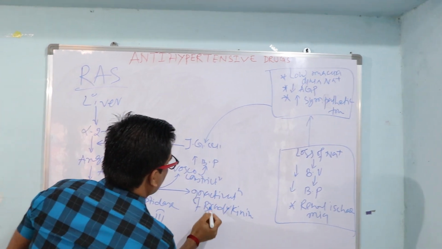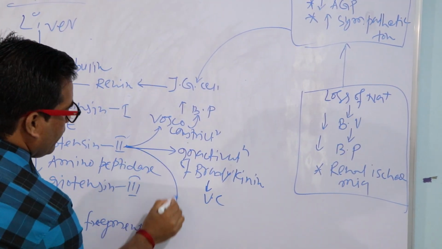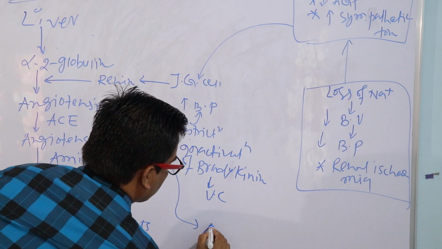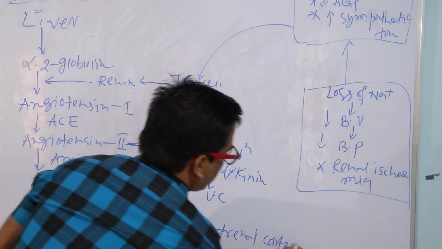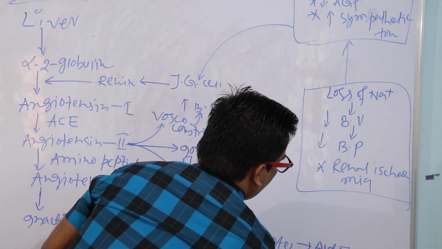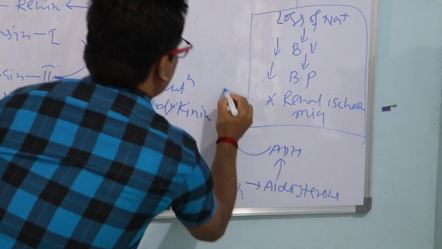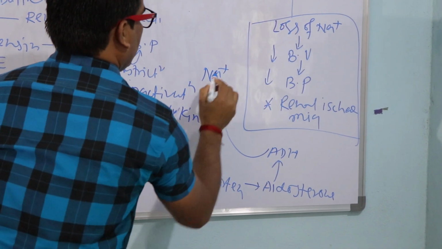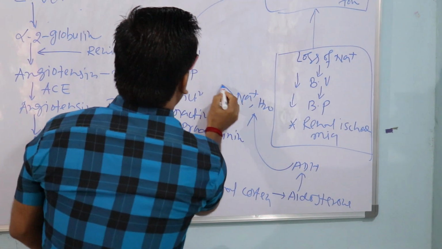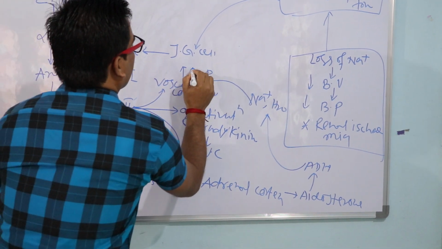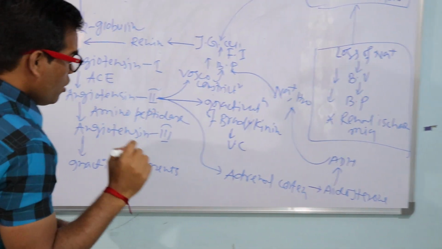So it will again lead to vasoconstriction. Then it will directly stimulate the adrenal cortex to release aldosterone. Then it will give ADH. Then it will lead to retention of sodium ions and water molecules and excretion of potassium and hydrogen, and ultimately lead to an increase in BP. Then it will give the feedback inhibition. So this is the normal mechanism.